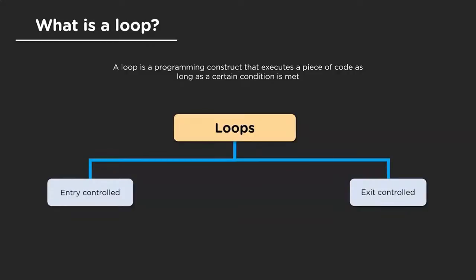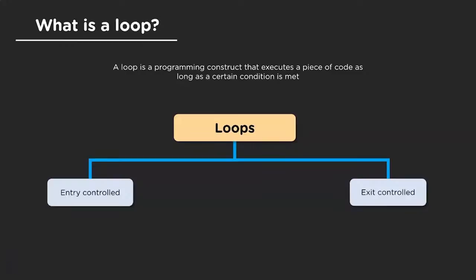We have entry control loops and exit control loops. Now, what exactly are entry control loops? Now, these are the loops where the test condition is checked before executing the piece of code. For example, you have the for loop and the while loop. So in their case, before entering the loop, the condition is checked, and only if the condition is met, it enters the loop and executes the code.